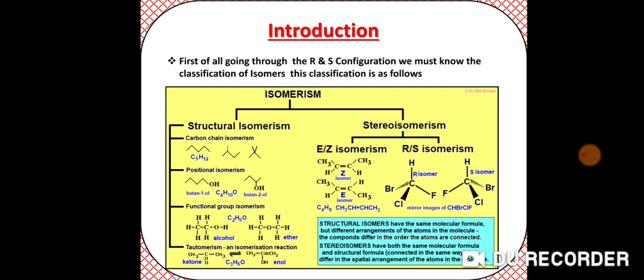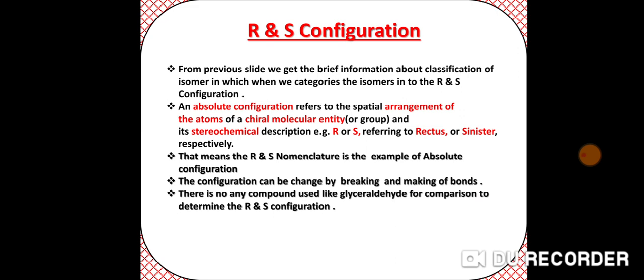Structural isomerism is again classified into four types, which are carbon chain isomerism, position isomerism, functional group isomerism, tautomerism. Stereoisomerism is again categorized into two types, which are AZ isomerism and RS isomerism. We are discussing the RS isomerism, RS configuration. From the previous slide, we get brief information about the classification of isomers.